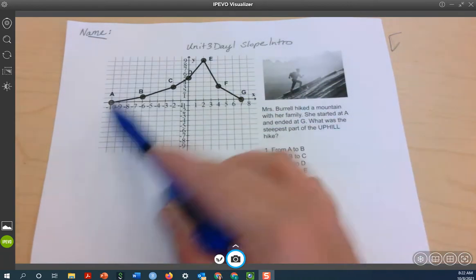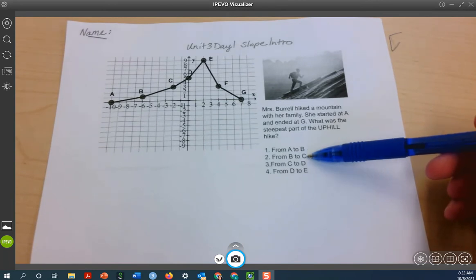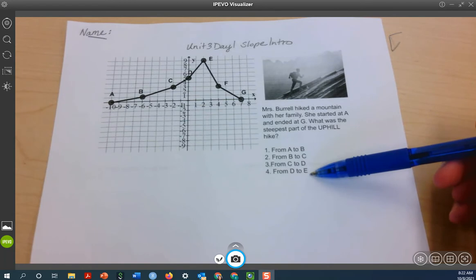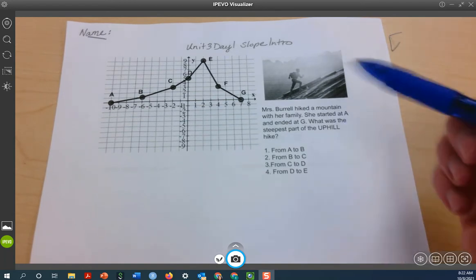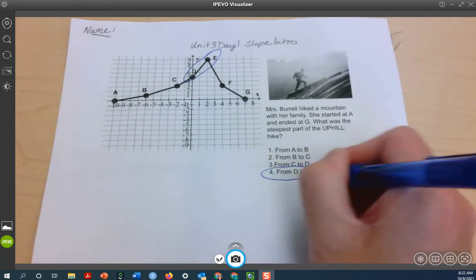Raise your hand if you thought the steepest part was from A to B. Raise your hand if you chose B to C. Raise your hand if you chose C to D. And raise your hand if you chose D to E. All right, good. A lot of you said that D to E here was the steepest part.